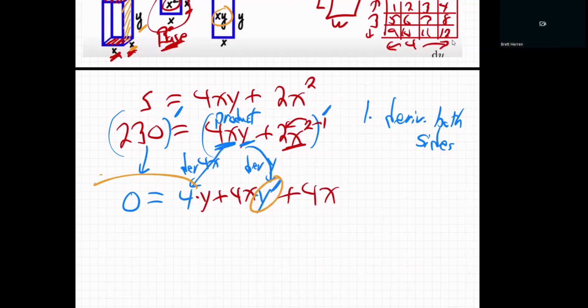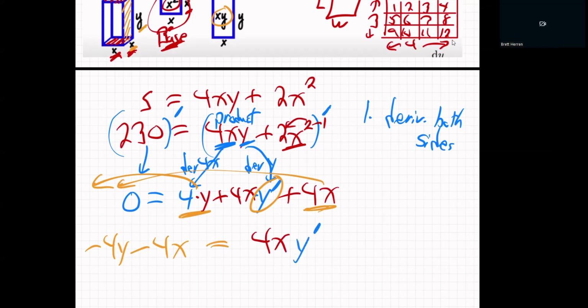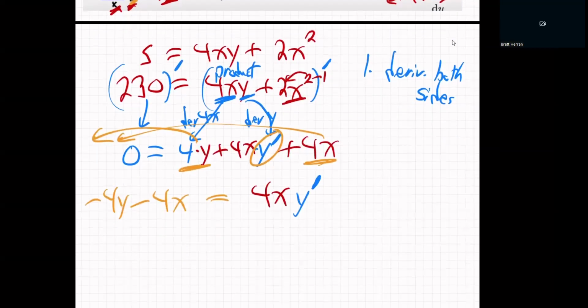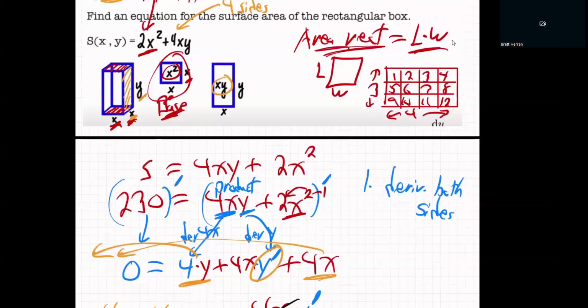So let's move these guys to the other side. This one and this one, let's jump them to the other side. So we get minus 4y minus 4x is 4x y prime. When things jump to the other side, they change signs. Last step, divide on both sides by 4x. Can I cancel those? No, this is added, subtracted. You can only cancel multiplied things. So there's y prime.